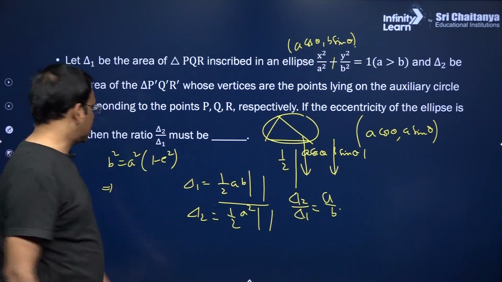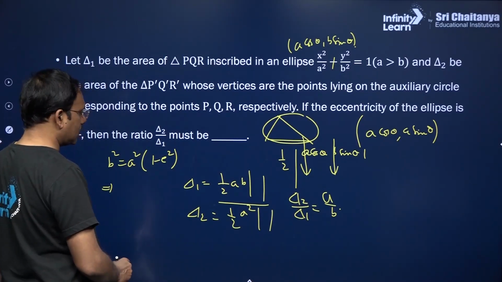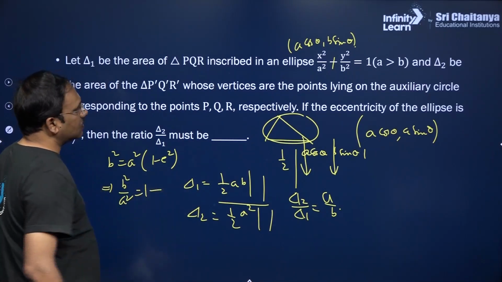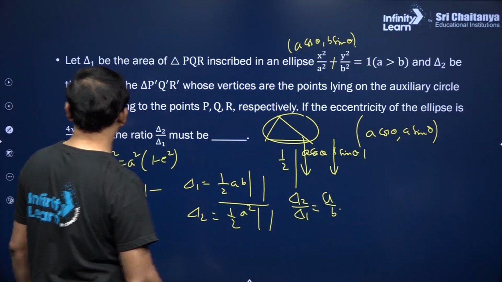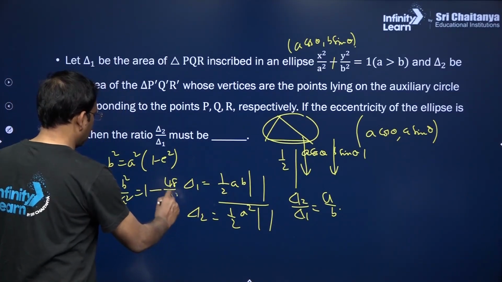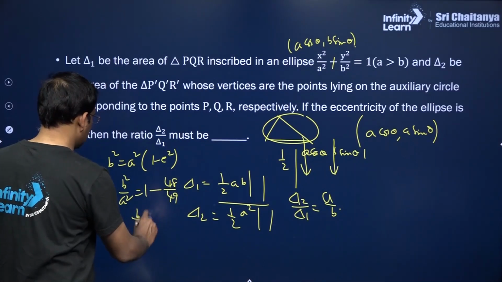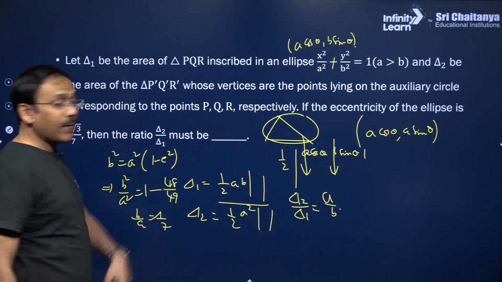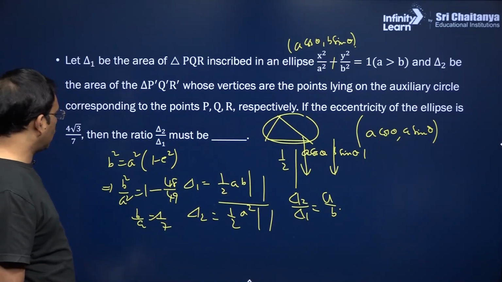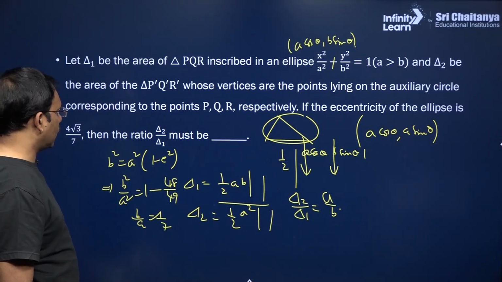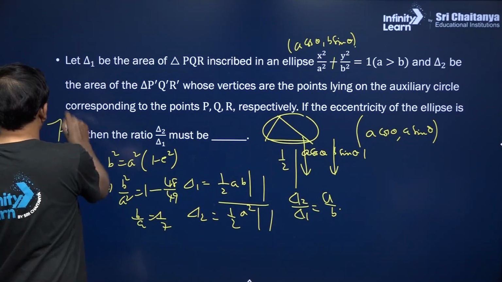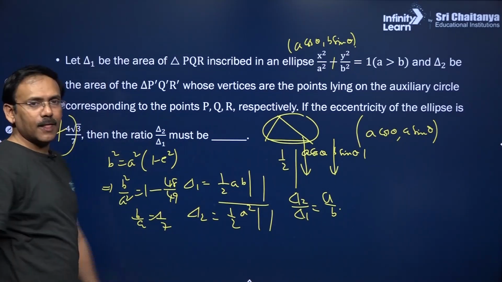So here B square by A square is equal to 1 minus E square, which is 48 by 49, so B by A is also 1 by 7. So A by B, he is asking about delta 2 by delta 1, that means it is going to be B by A, 1 by 7. So A by B is going to be, my dear friends, 7 is the answer. 7 is the answer.